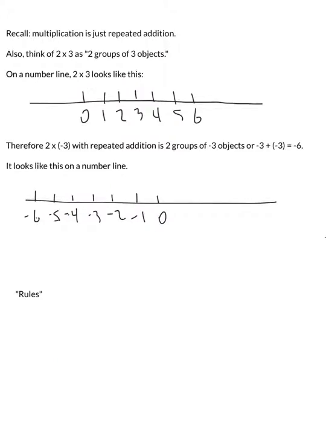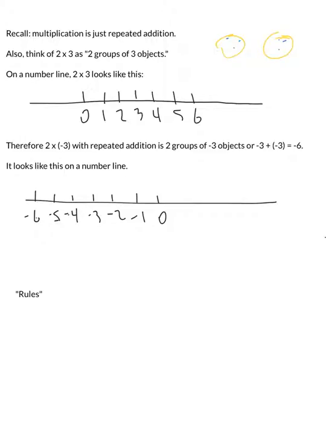Now with multiplication. Multiplication and division have the same rules. Multiplication is just repeated addition, where really division is just repeated subtraction. So you also want to think of 2 times 3 as 2 groups of 3 objects. So you had your 2 groups, and you have 3 objects in there. You have a total of 6.